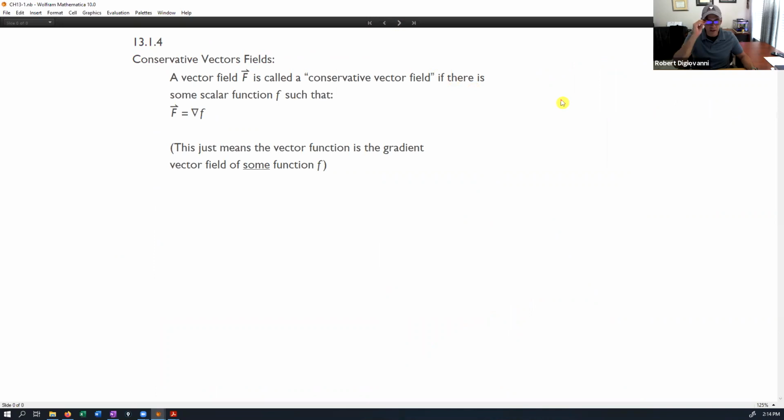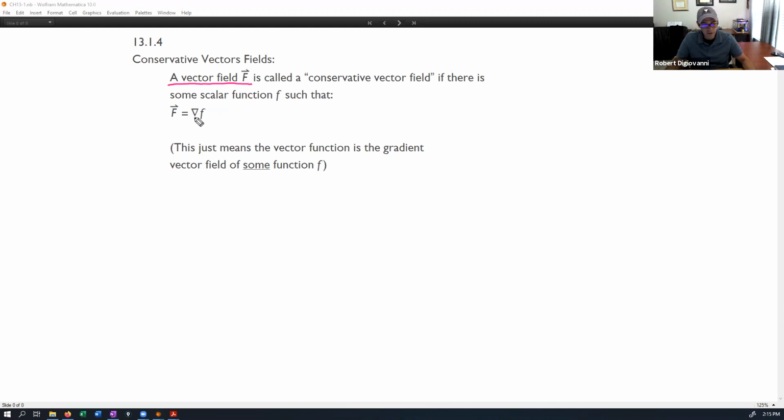So I know some of you who've taken physics have heard of this before. What is a conservative vector field? All right, so we're going to define it here. A vector field F. Now, remember, I just told you that a vector field can be anything that you come up with, okay? Anything in your mind. A vector field F is called a conservative vector field if there is some scalar function f such that that vector field is the gradient of that scalar function f.